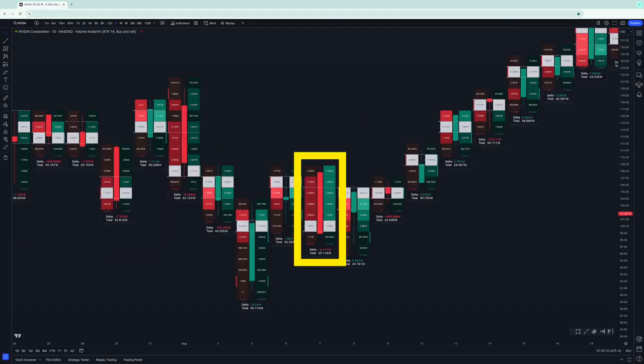What we have shown you in this video is only scratching the surface. When you combine price action with order flow, this is when your trading is taken to the next level.